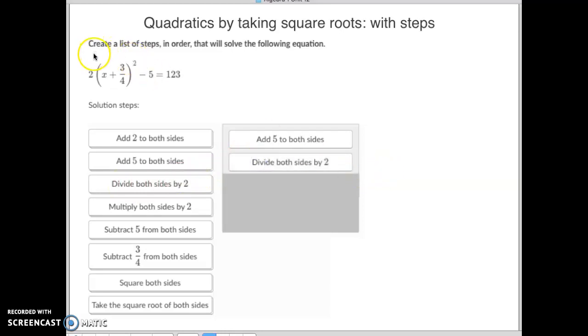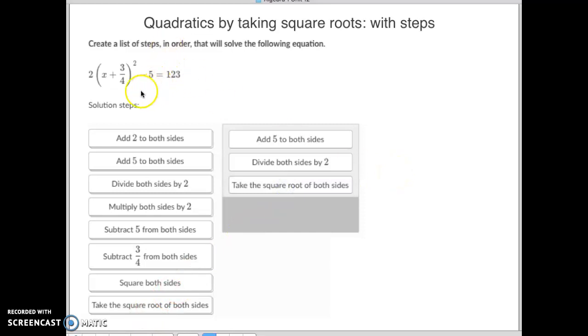Now we have this parenthesis squared equals, see, what is 128 divided by 2? That would be 64. So we have this equals 64. How do you get rid of a squared? You need to take the square root of that. So we're going to take the square root of this side, square root of that side. So you see this one down here where it says take square root. We're going to drag that right up to here and put that one right there.